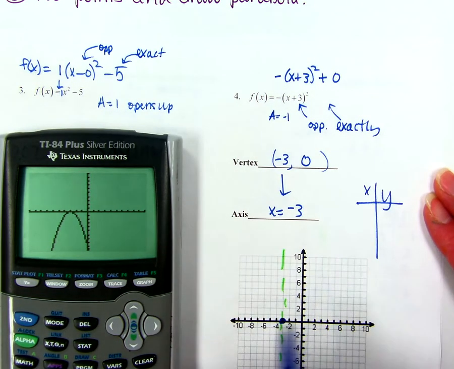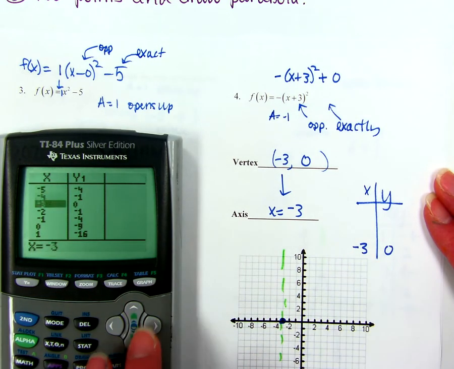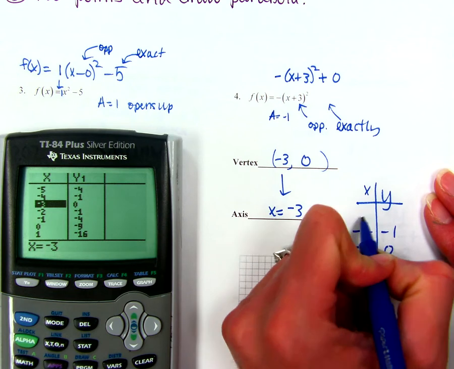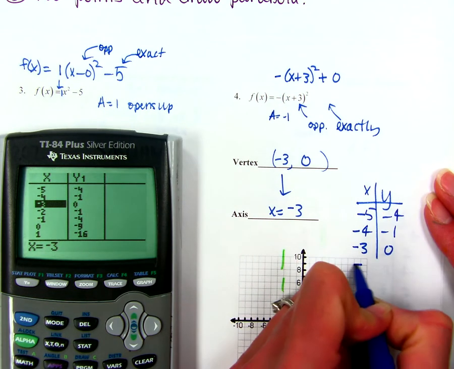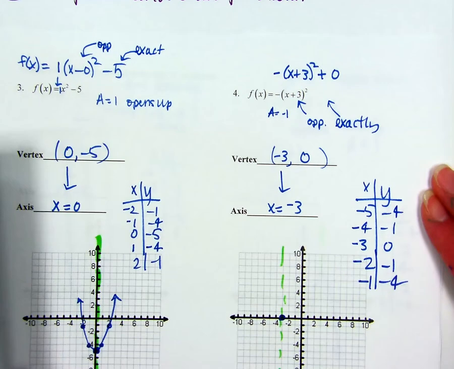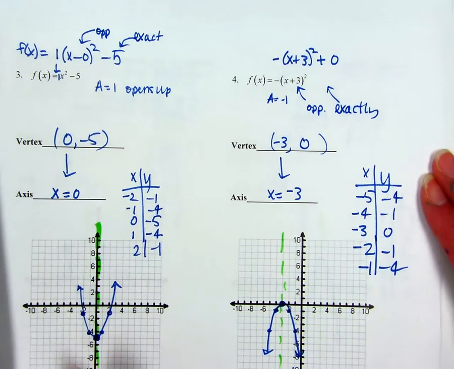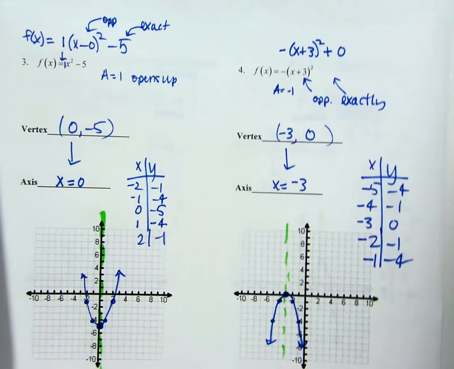And it opens down. So I know I need to go on my table, find negative 3, 0, which is here. I have negative 4, negative 1; negative 5, negative 4; negative 2, negative 1; and negative 1, negative 4. Right, then using those 5 points, I'm going to plot negative 5, negative 4; negative 4, negative 1; negative 3, 0; negative 2, negative 1; and negative 1, negative 4. Okay, so now I connected my dots and made arrows at the end, so there's my U-shaped parabola opening downwards.